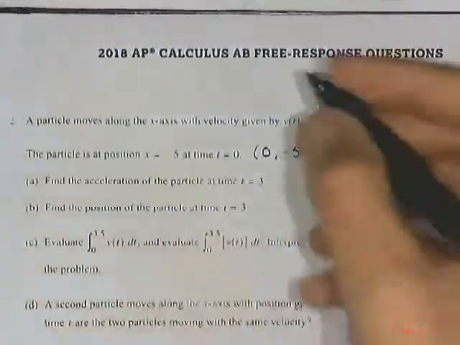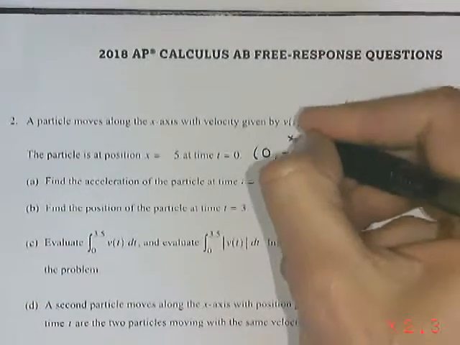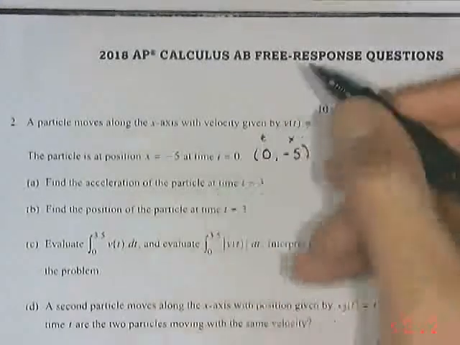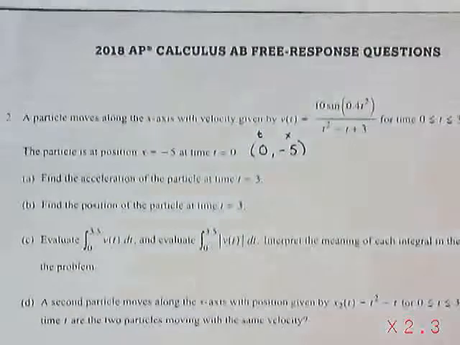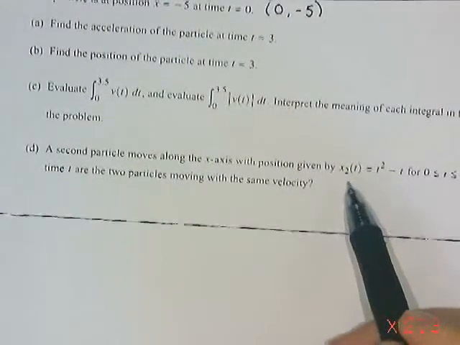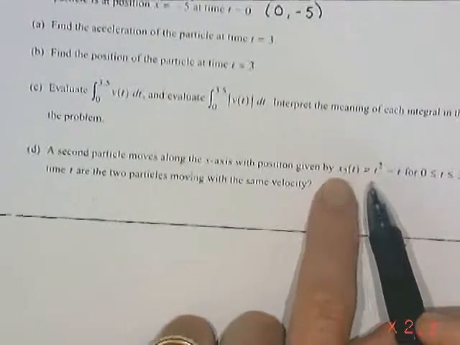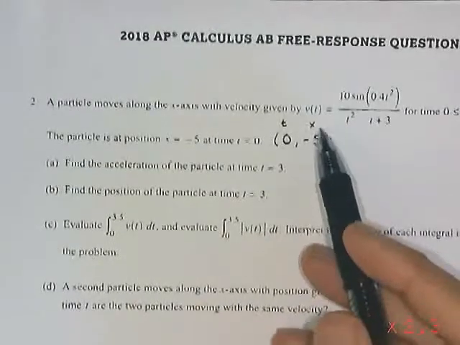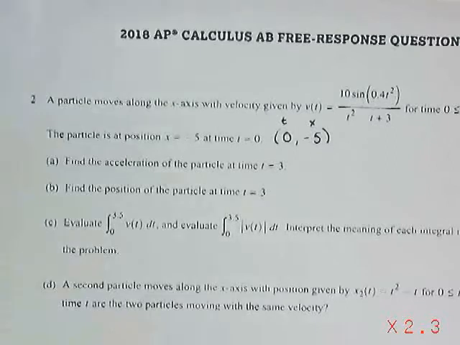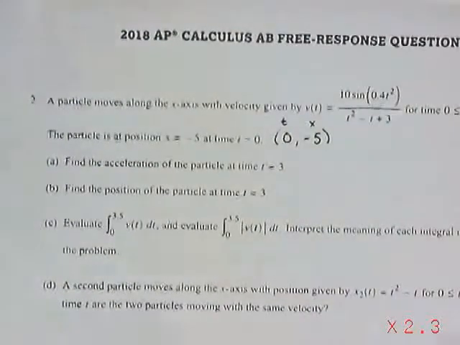They use x for position. We usually used s in our class, but this is a time and a position. You'll see down here they're going to give you a second particle, and they're going to give you the position as x sub 2. So don't be shocked if the AP test uses x as the position of a particle. Okay, so let's jump right in.